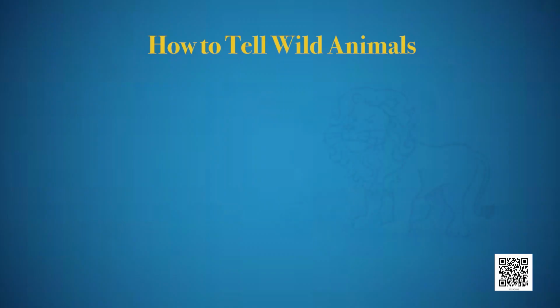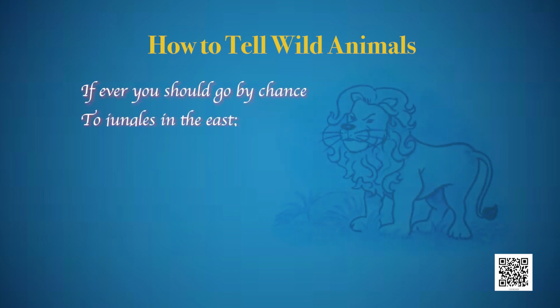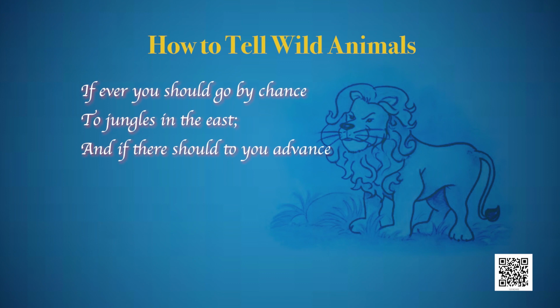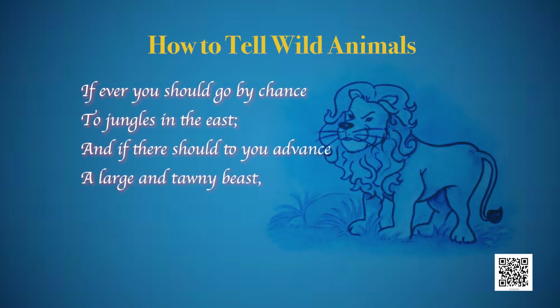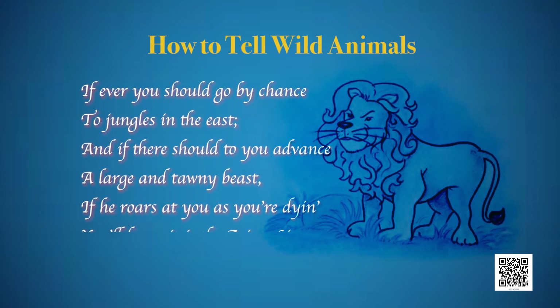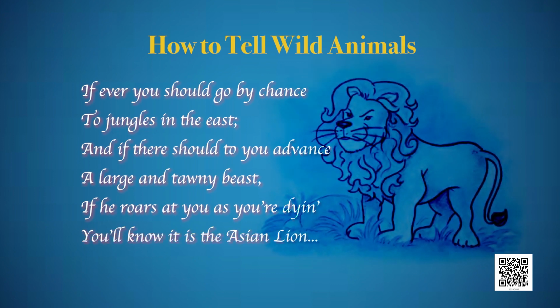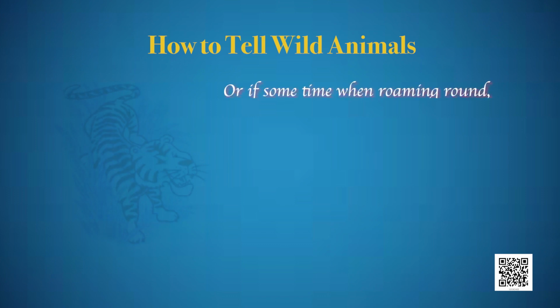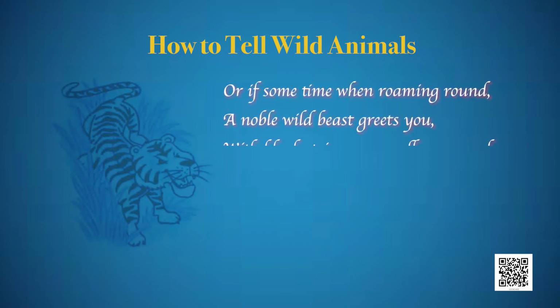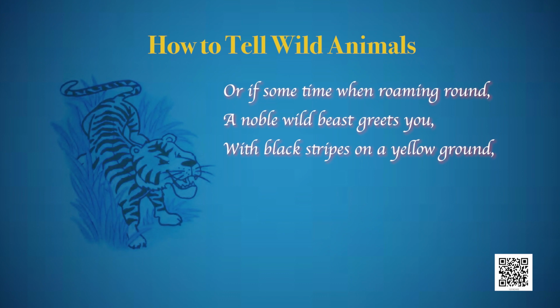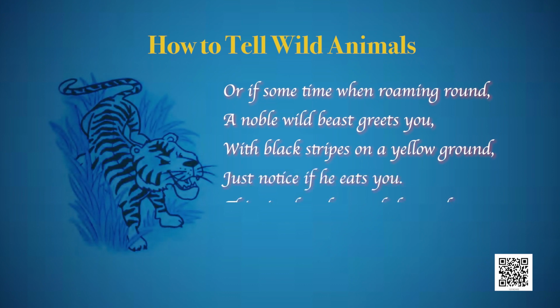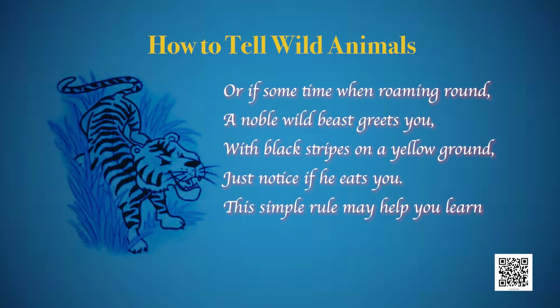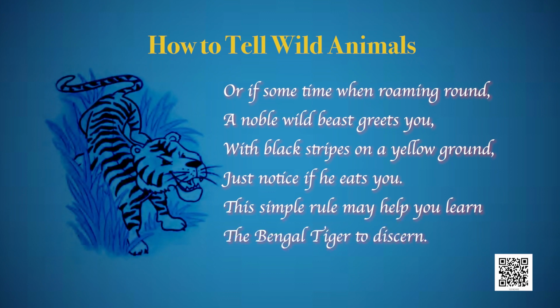Now, let's read the poem once again in order to get the deeper meaning of it. How to tell wild animals. If ever you should go by chance to jungles in the east, and if there should to you advance a large and tawny beast, if he roars at you as you are dying, you will know it is the Asian lion. Or if sometime when roaming round, a noble wild beast greets you with black stripes on a yellow ground, just notice if he eats you. This simple rule may help you learn the Bengal tiger to discern.